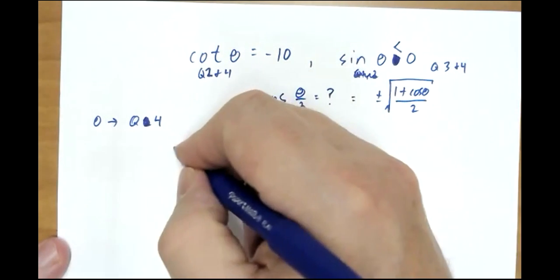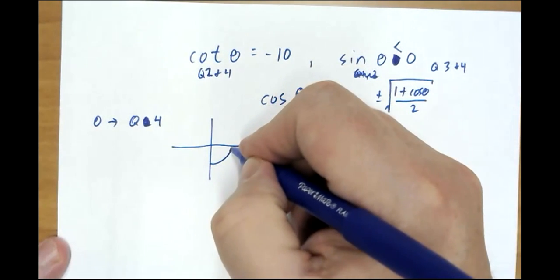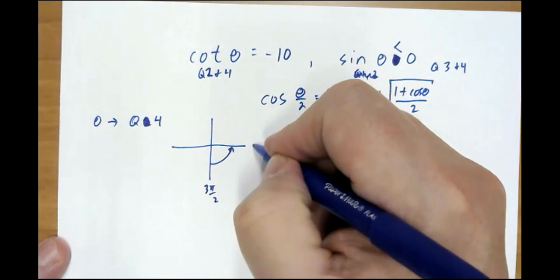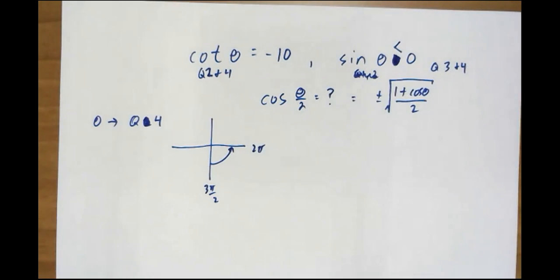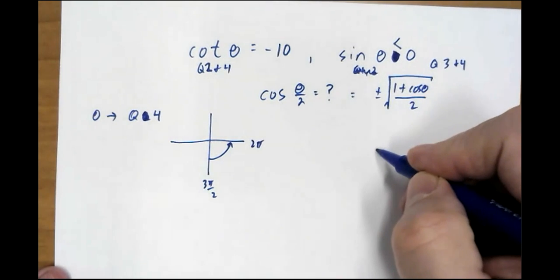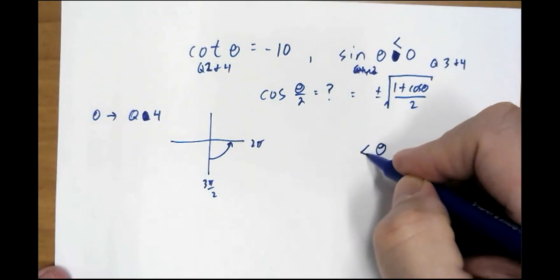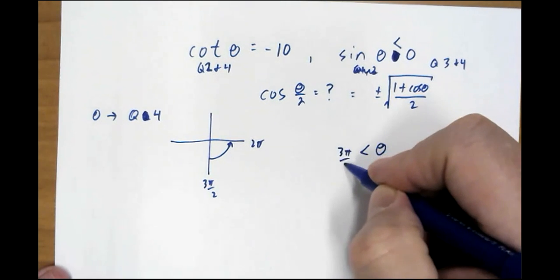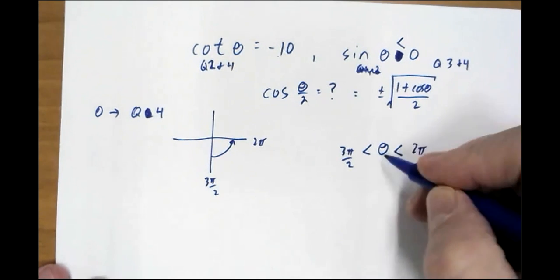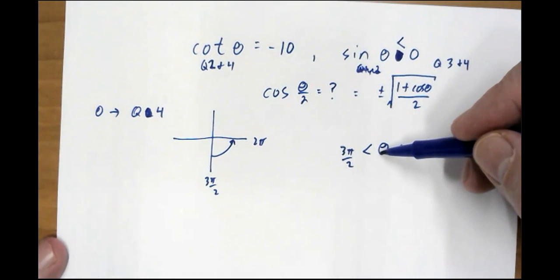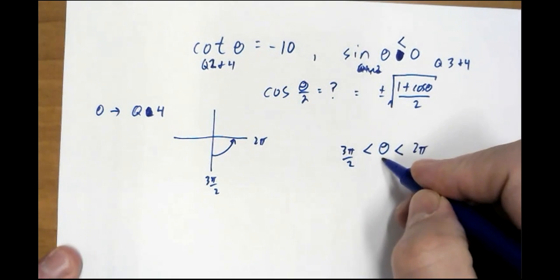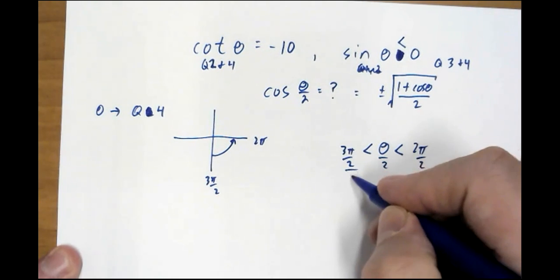So if you think about quadrant 4 is down here, and we think of it as going from 3 pi over 2 to 2 pi. So if I write my two-sided inequality for theta, it ends up being greater than 3 pi over 2, but less than 2 pi. But I need to convert this now to the half angle. So I divide all 3 parts of it by 2.